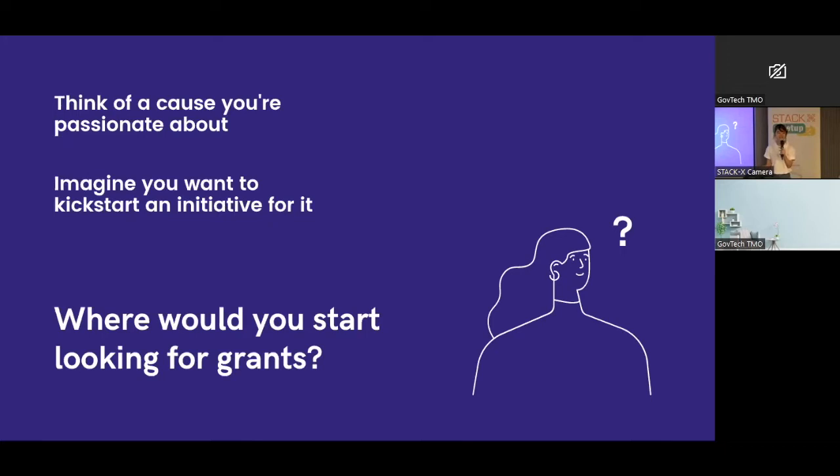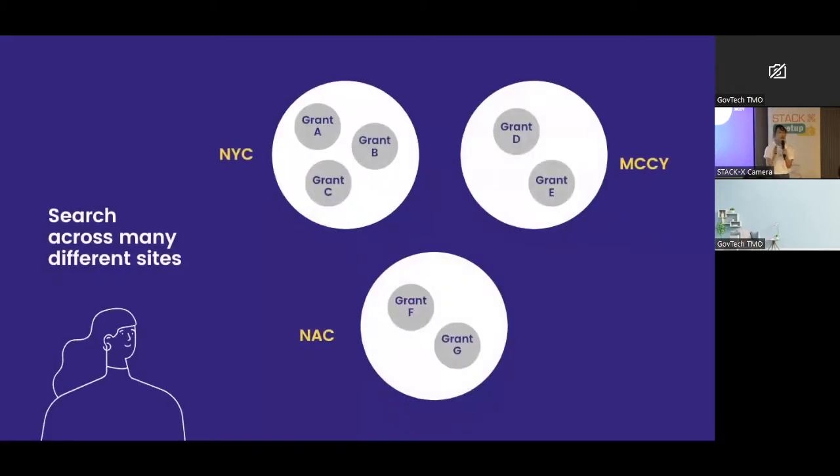Because most people would just Google it. And that's what most of our applicants did as well. But the problem with that is there wasn't a consolidated space where you could find this grant information. You would have to first search up all the agencies and ministries that may be offering suitable grants, for example, NYC, NAC, or MCCY. Then you would have to go to each of their individual websites, search up the grant information, and compare all of this separately. That is a lot of work to have to do.